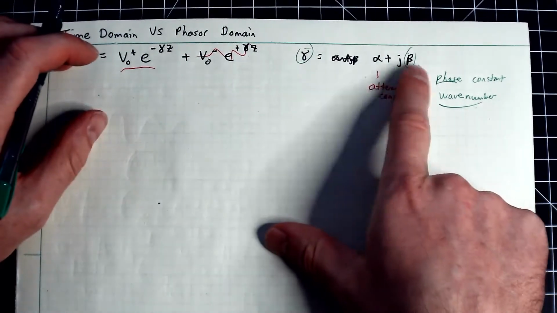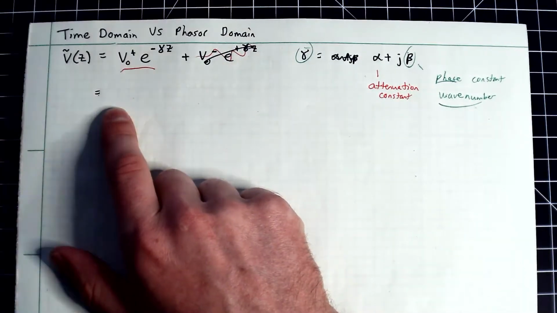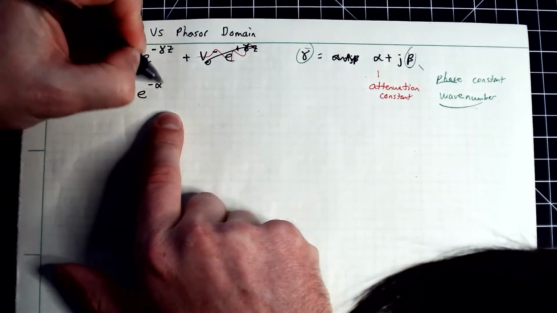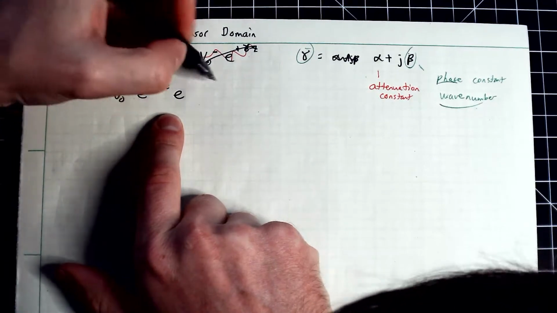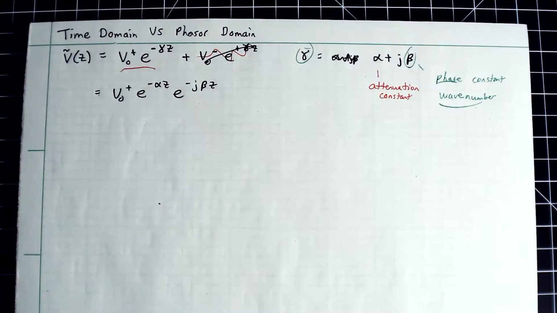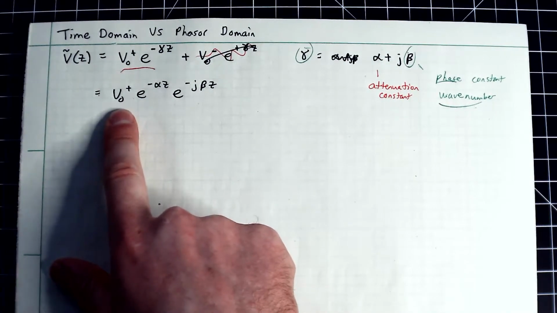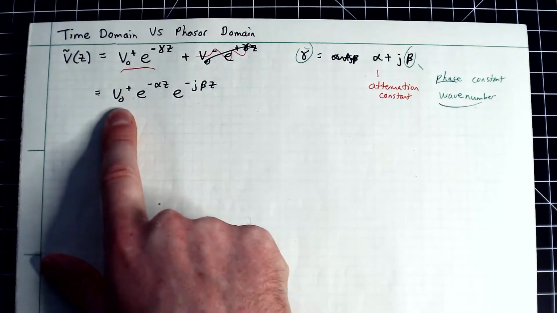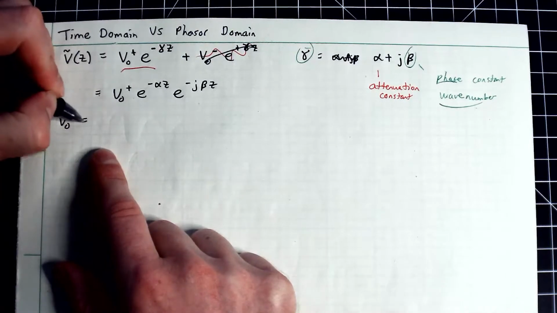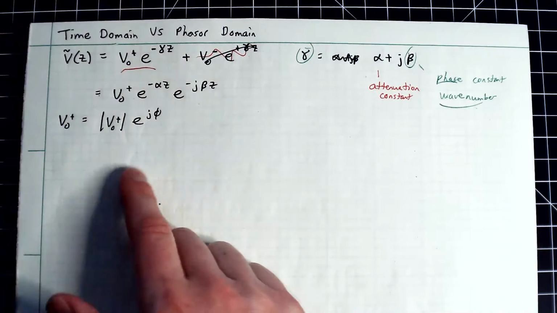So let's go ahead and write this out. I'm going to get the following. So remember, I'm ignoring this guy for now. And I'm going to get v naught plus e to the minus alpha z times e to the negative j beta z. Okay, so I just plugged in that term there. Now, this v naught, this amplitude, is technically a complex number, so it can have some phase information associated with it. So it's important to remember that v naught plus is actually some magnitude with a phase associated with it.